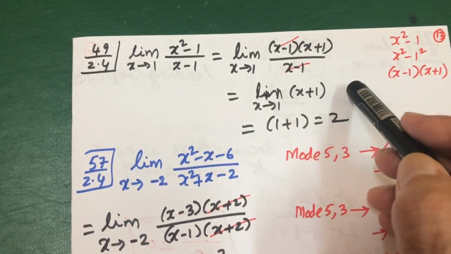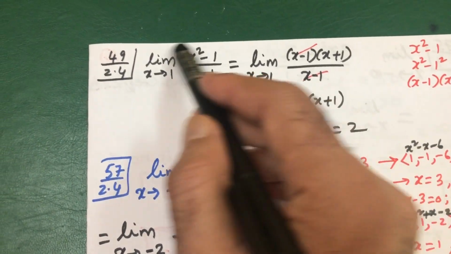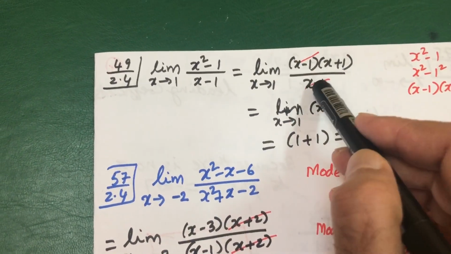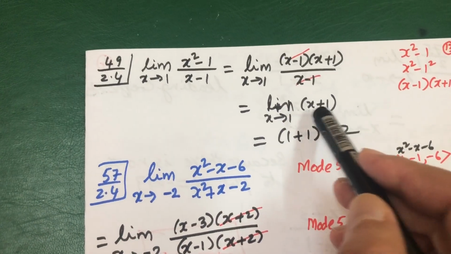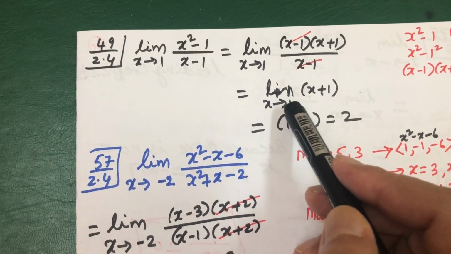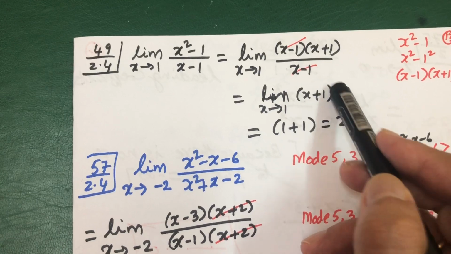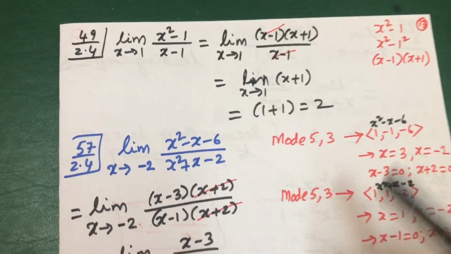Here is the problem. Instead of giving the problem like this, he troubled us by giving it like this. We removed the trouble by factoring and cancelling. Now the trouble is removed. This is it. How to do a limit problem? Simply put x equal to 1 in the problem. So 1 plus 1 is 2.